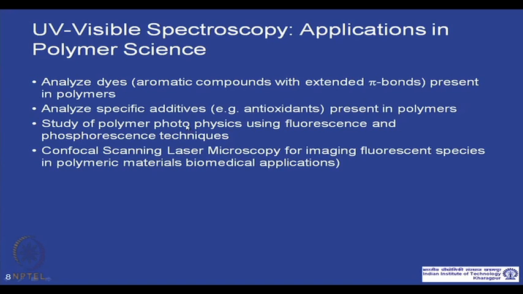And there are a few more examples, like dyes. Sometimes we use dyes in polymers for coloration, so we can analyze the amount of dyes present. We can also analyze specific additives where the additives are UV visible active. So, basically we can use UV visible spectroscopy for this sort of use in polymer science.